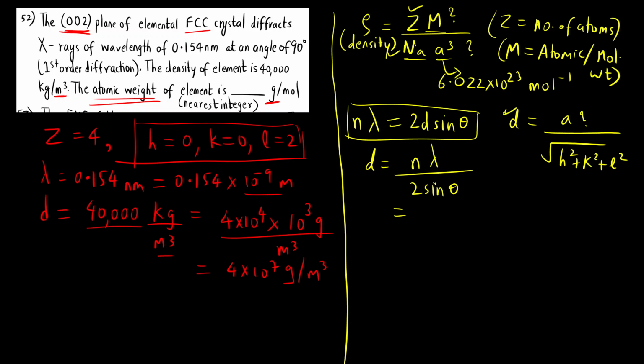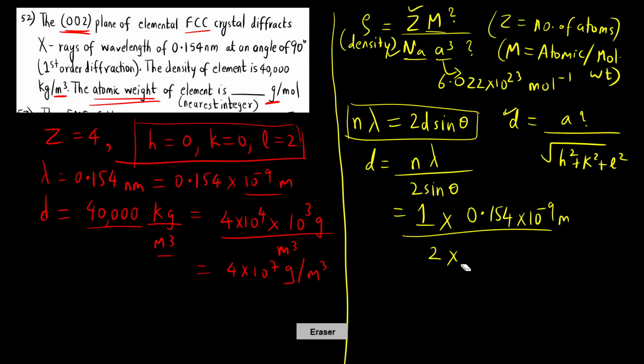Order is how much? It is given first order diffraction, so order is 1. Wavelength is 0.154 into 10 raised to minus 9 meter divided by 2 into sine 90. Theta value is given to us, that is 90 degrees. Sine 90 is how much? 1. So let us keep this like that only. 0.154 into 10 raised to minus 9 divided by 2 meter. This is the value of d.